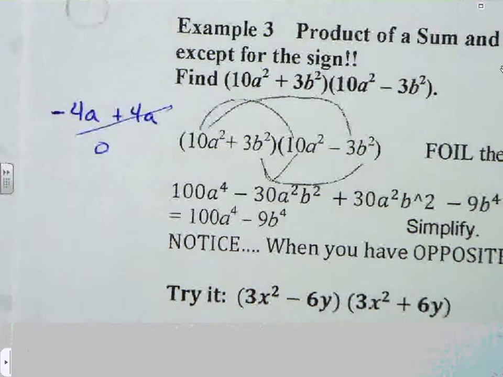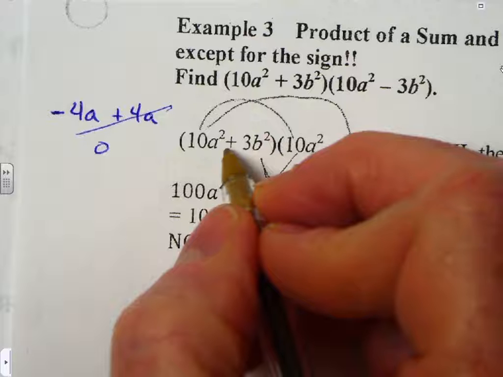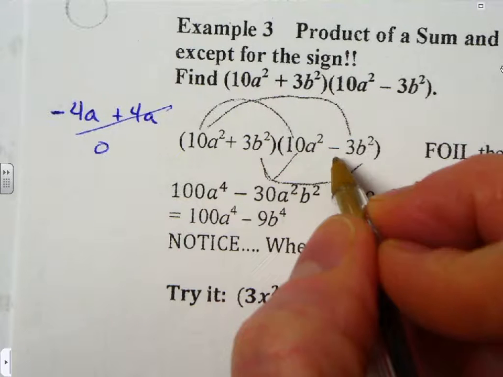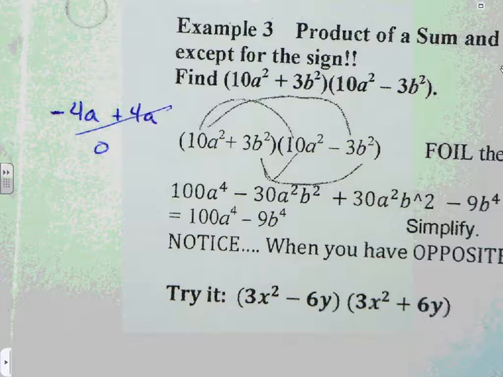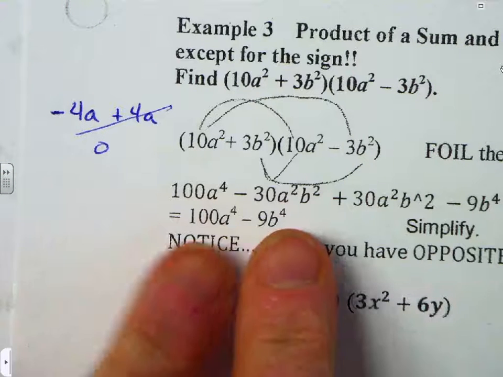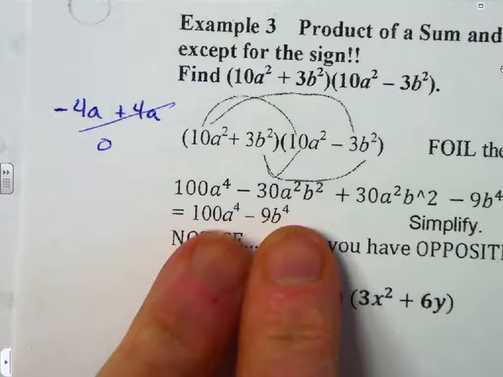This is called the product of a sum and a difference. A sum because these two are being added together, and a difference because they're being subtracted. That means the middle terms, instead of being added together, are going to wipe each other out, turn into a 0. And all you're going to have is the first term squared and the last term squared, but you will always have a minus sign in between the two answers. So let's walk through the long version here so you can see what happens, okay?